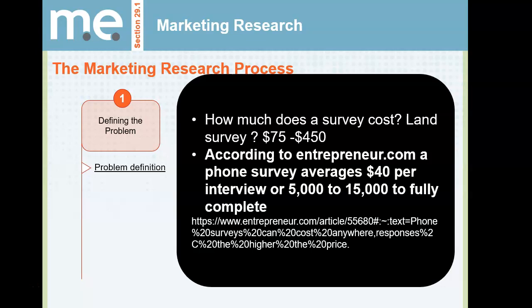When we're talking about problems, a lot of times we're getting into the concept of, hey, we're going to have a survey. So how much does a survey cost? The first thing that popped into my head was a land survey. That's obviously not what we're talking about, but just for information, a land survey costs $75 to $450. And on the website entrepreneur.com, the average phone survey costs $40, but the total cost of that survey is $500 to $15,000 in order to fully complete it.